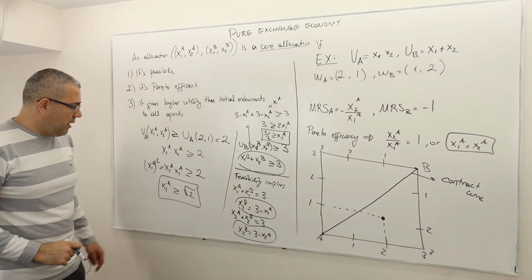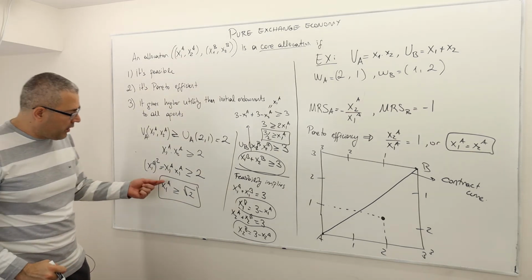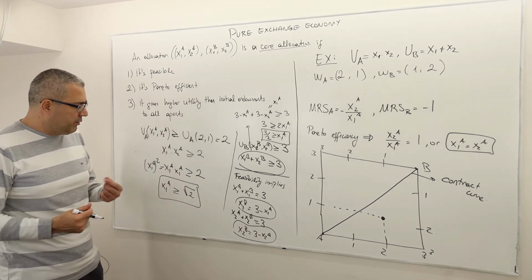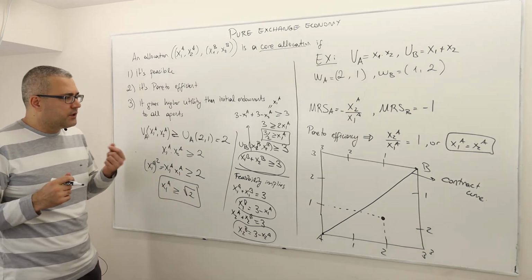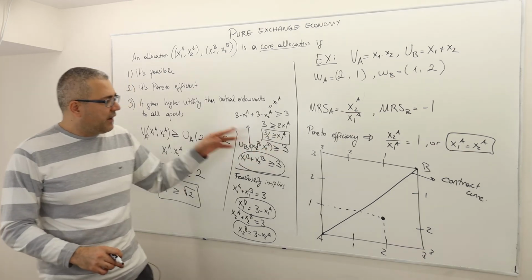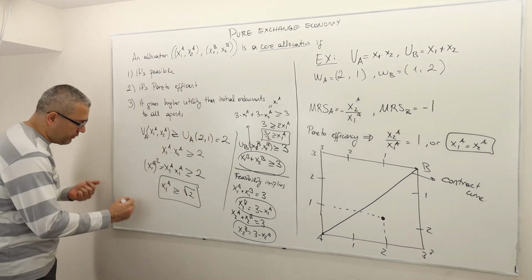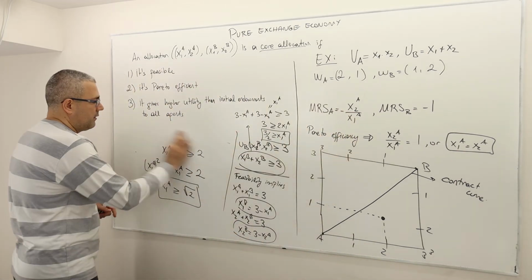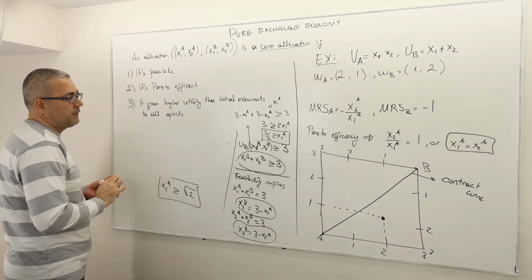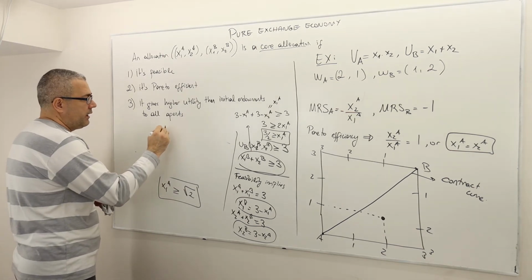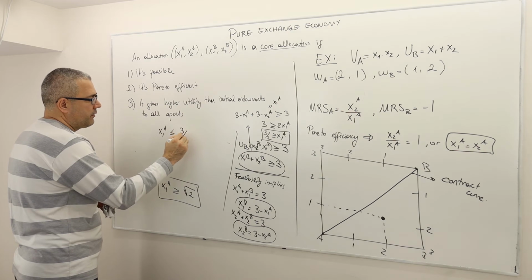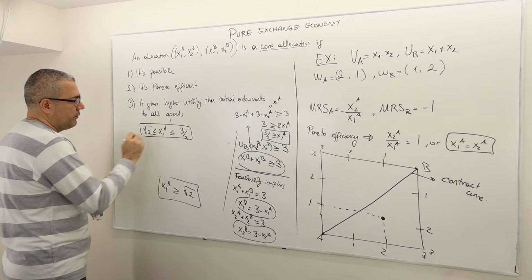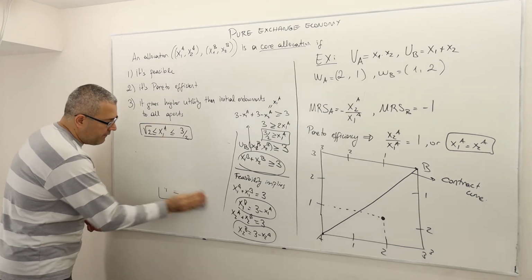So therefore x1a has to be greater than or equal to square root of 2, which I believe is around 1.4 or something, and x1a has to be less than or equal to 3 over 2. So let me bring them together. x1a has to be less than or equal to 3 over 2, and it has to be greater than or equal to square root of 2. Okay, very good.